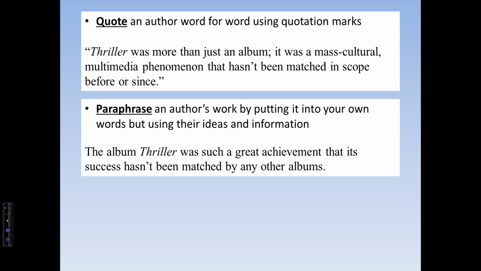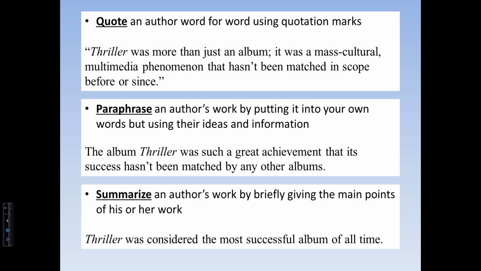Another type is the paraphrase. You paraphrase by putting the author's ideas in your own words. Because the idea is not original to you, you have to give credit in a citation. If we paraphrase the same quote from the previous example, we could write, "The album Thriller was such a great achievement that its success hasn't been matched by any other albums." The third type is the summary. Summarizing involves putting the main idea into your own words, including only the main focus. It's short and to the point. We can summarize the original quote by saying, "Thriller was considered the most successful album of all time."